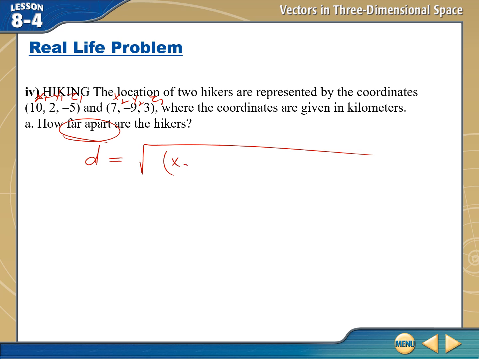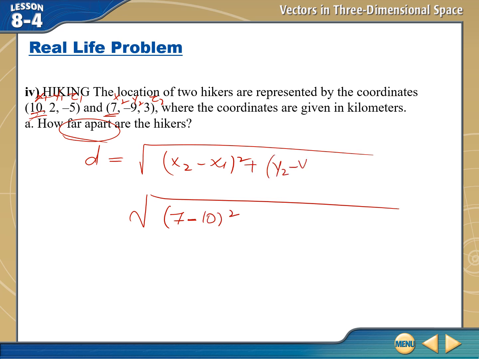Here we have to just label x1, y1 and z1, and over here x2, y2 and z2. So the first thing is (x2 minus x1) whole square. So what is our x2? x2 is 7 minus x1 is 10, whole square, then plus (y2 minus y1) whole square. So plus what is our y2? y2 is -9 minus what is y1? That is 2, whole square.